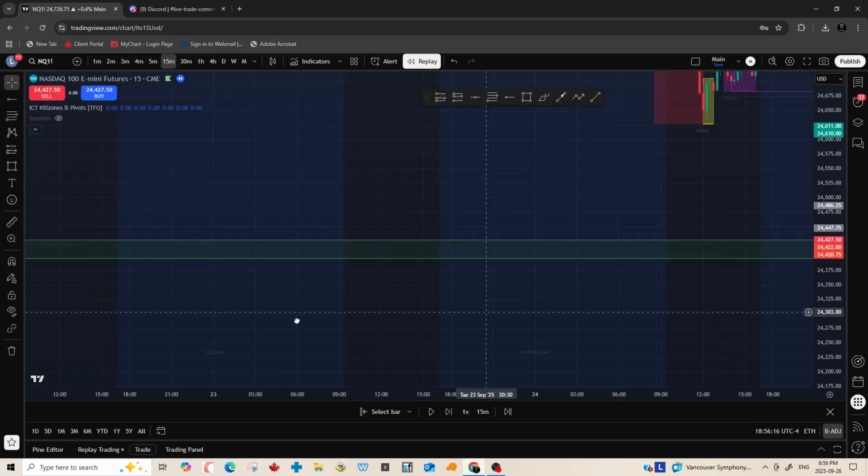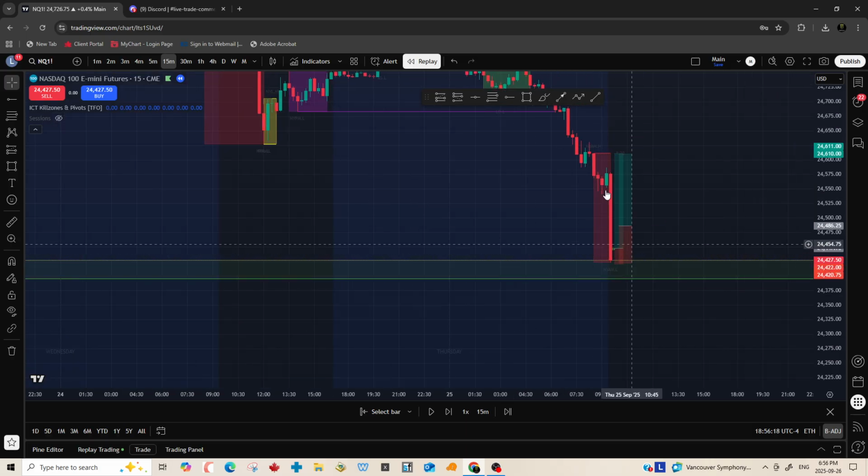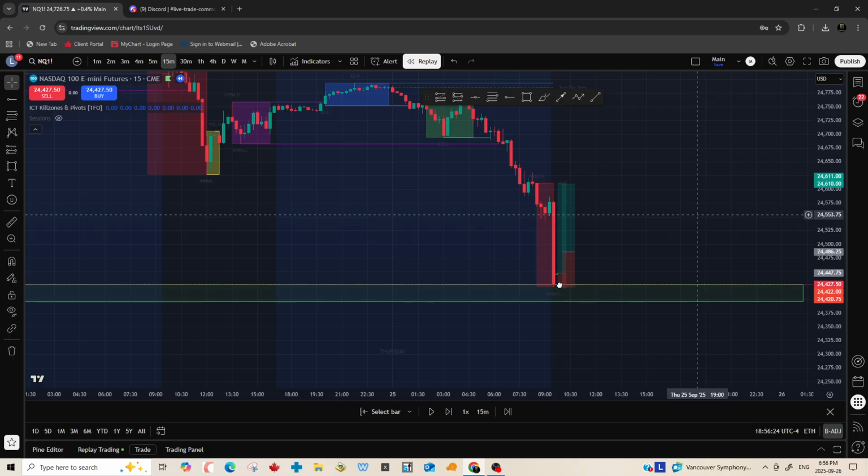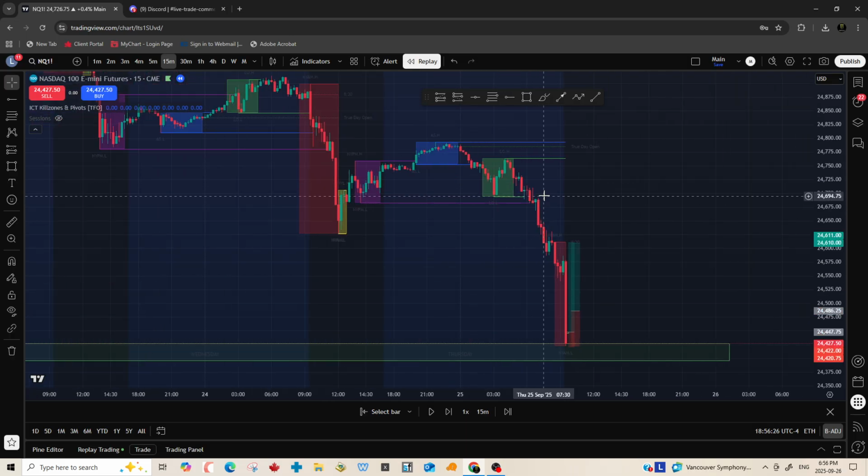So I see price coming into this level, and I'm obviously just not going to set a limit. I'm going to wait for some type of confirmation once price tags this level. And another thing is, you have to look at it, right? We already took out London low. We already took out Asia low. We took out all this sell side liquidity.